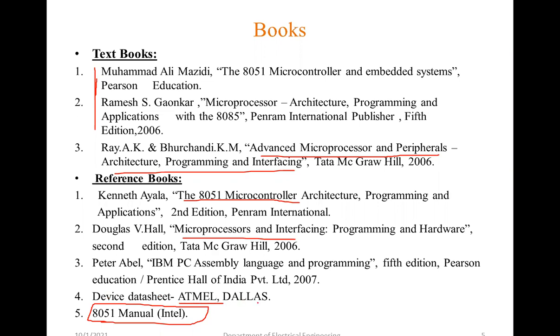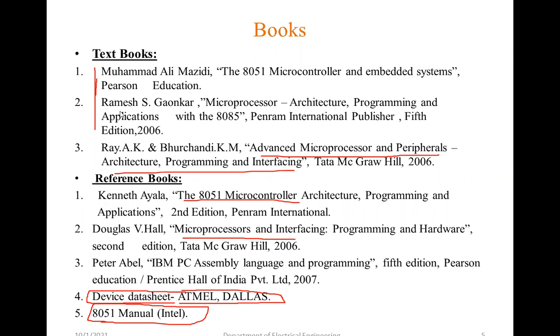Data sheet means what? You learned this in your digital techniques, where we discuss different ICs. The different ICs have different data sheets, so you can see this data sheet. But if you use these two books, 100% of the syllabus is present in these two books: Mazdi for the 8051 and Gaonkar for the 8085.